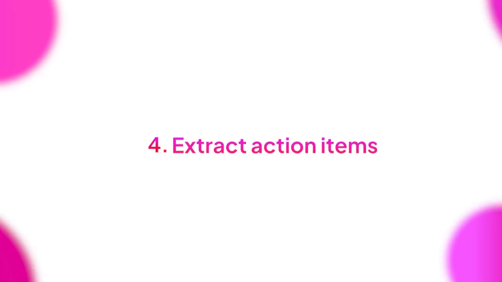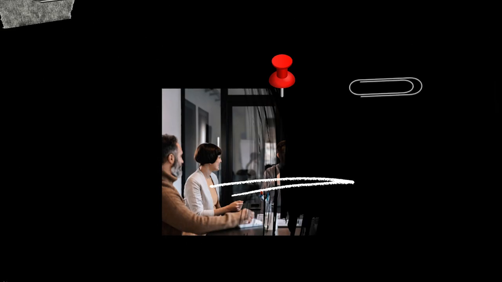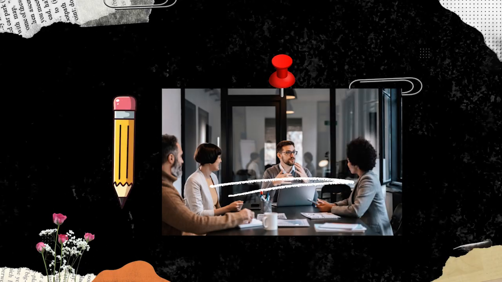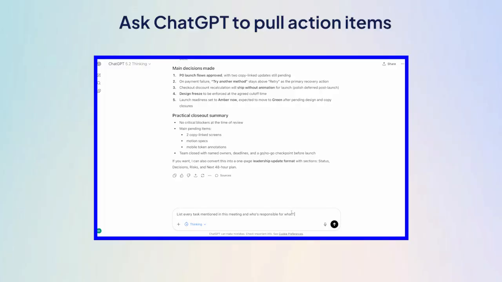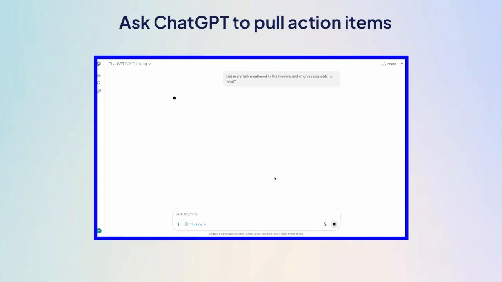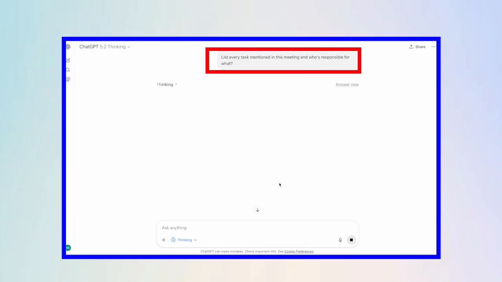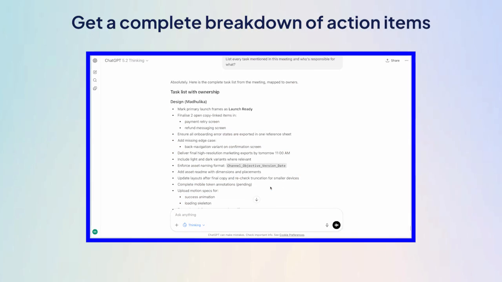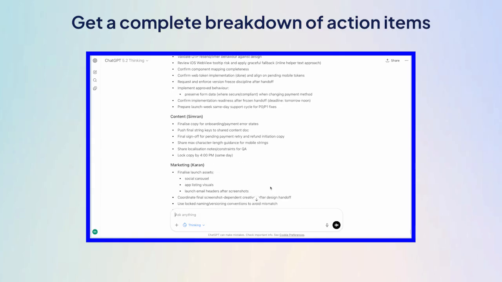The next step is to extract action items. Summaries are great, but meetings exist to drive action. If nothing gets done afterwards, what was the point? You can ask ChatGPT to pull the action items with prompts like, list every task mentioned in this meeting, or who's responsible for what.